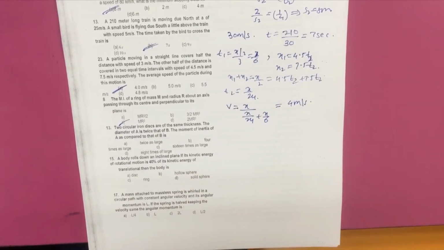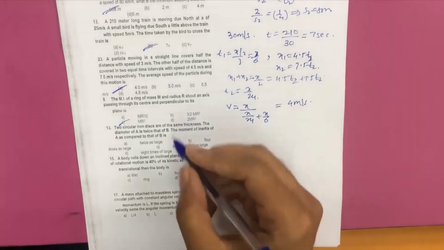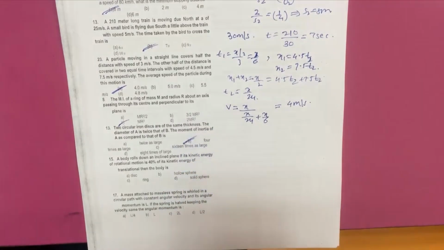The next one. Two circular iron discs are of the same thickness. The diameter of A is twice that of B. The moment of inertia of A as compared to that of B is, since the diameter of A is twice that of B, the moment of inertia would be 4 times. The moment of inertia is proportional to the radius square. So because of the square factor, moment of inertia of A would be 4 times that of B. Next one.